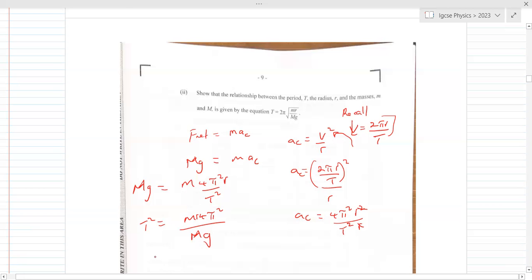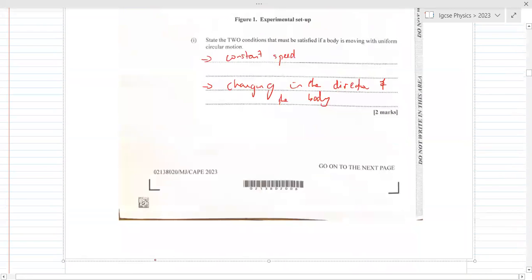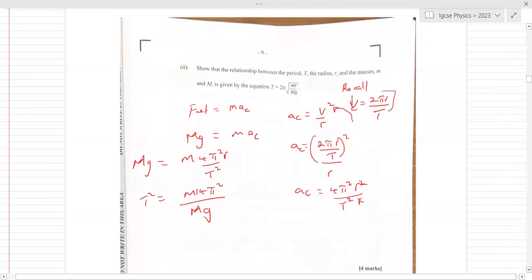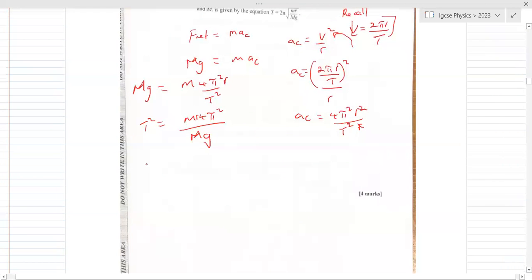Let's see if we can pretty it up a little. Let's make t the subject now. To make t the subject, we have to square root everything. So we're going to have m over r, and our 4 pi squared divided by mg. Obviously, we can find the square root of 4, which gives us 2. Therefore, t is equal to 2 pi times the square root of m r over mg.